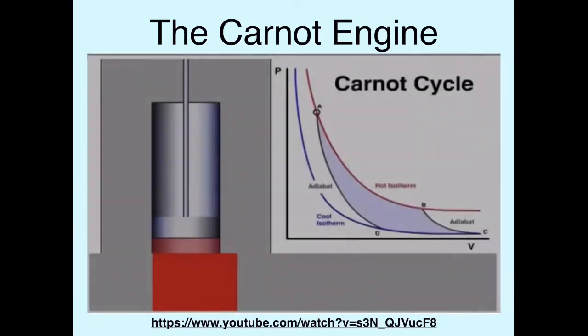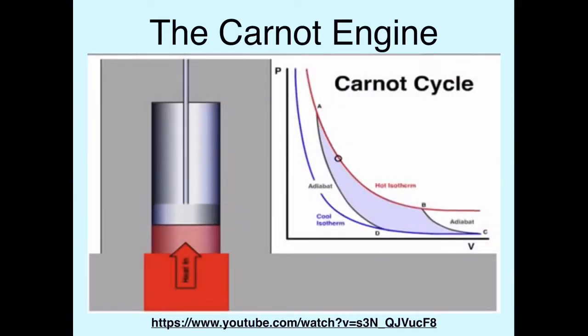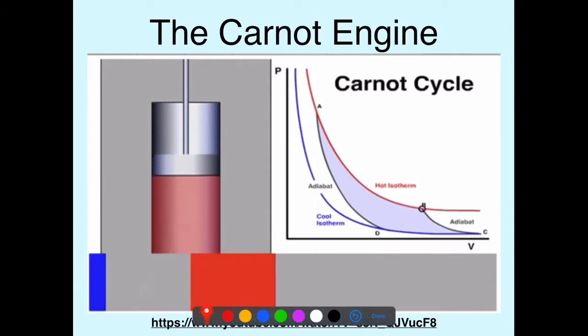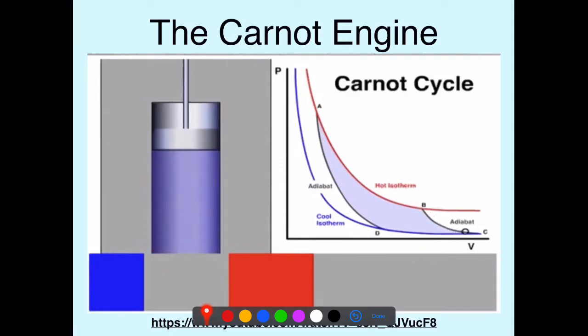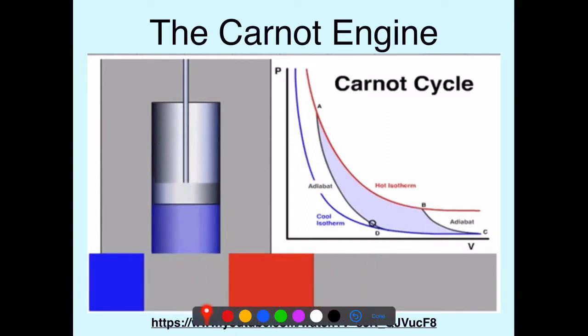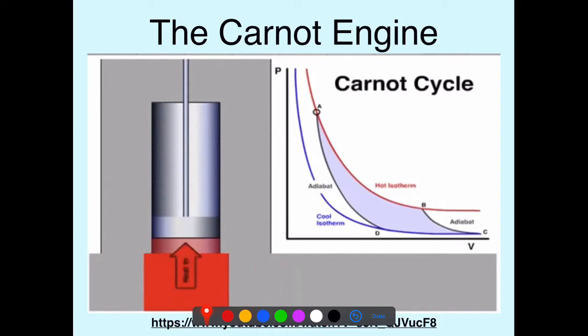Okay, so first, you put the gas in contact with a hot reservoir. This is your isothermal expansion, so the gas is expanding isothermally. Now you remove that hot reservoir, so the gas is not exchanging heat with anything, and that's the adiabatic expansion. Now we put it in contact with a cold reservoir. This is the isothermal compression. And then we have the adiabatic compression, where you remove that cold reservoir, and now it's being compressed without any heat exchange.